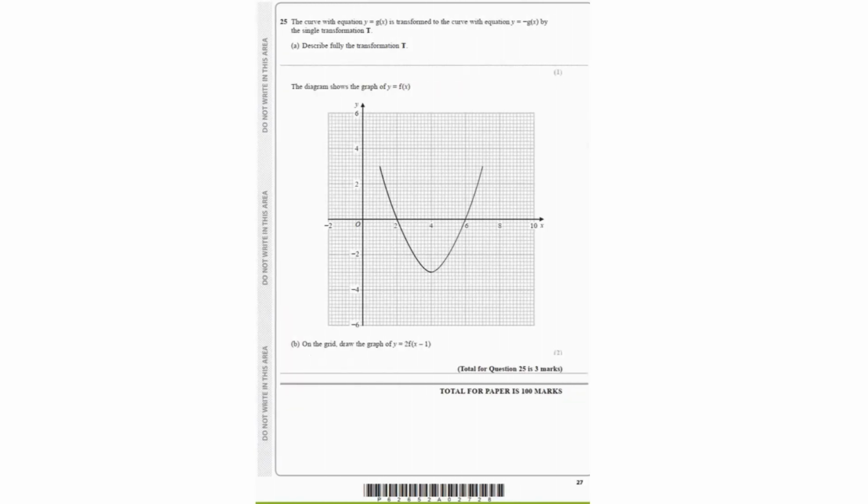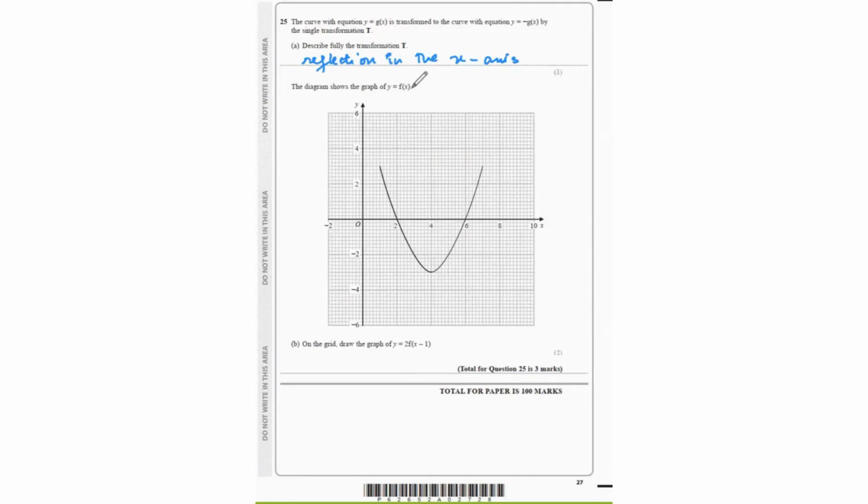Then the curve with equation y equals g of x is transformed to the curve with equation y equals negative g of x by the single transformation T. Describe fully the transformation T. This is a reflection in the x-axis. Why? Because the y value is becoming negative. So the y value can only be negative if we're reflecting the graph in the x-axis. And like I said before, the x value can only be negative if we're reflecting it in the y-axis.